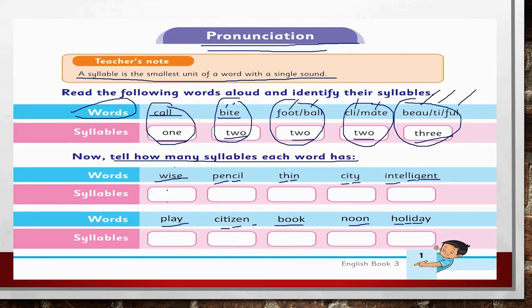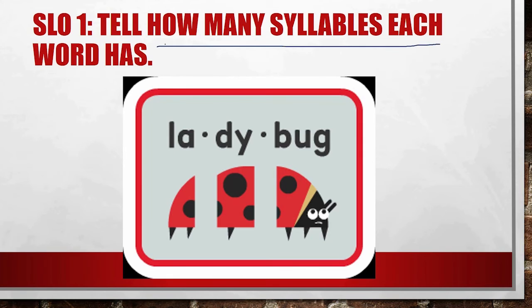Wise, 1. Pencil, 2. Thin, 2. City, 2. Intelligent, 3. Play, 1. Citizen, 3. Book, 1. Noon, 1. Holiday, 3. Tell how many syllables each word has.